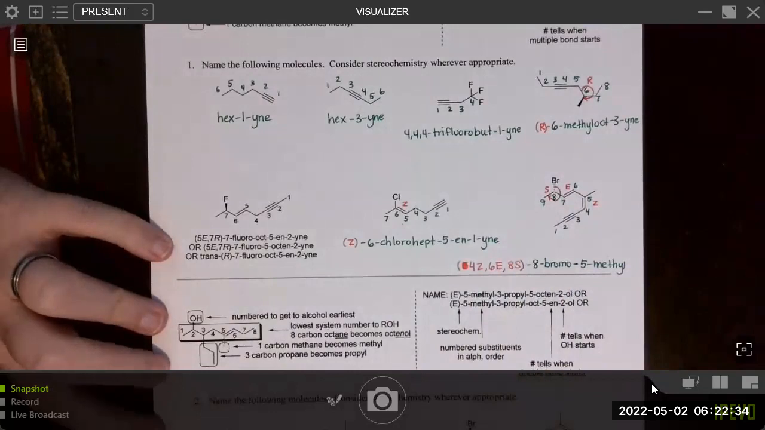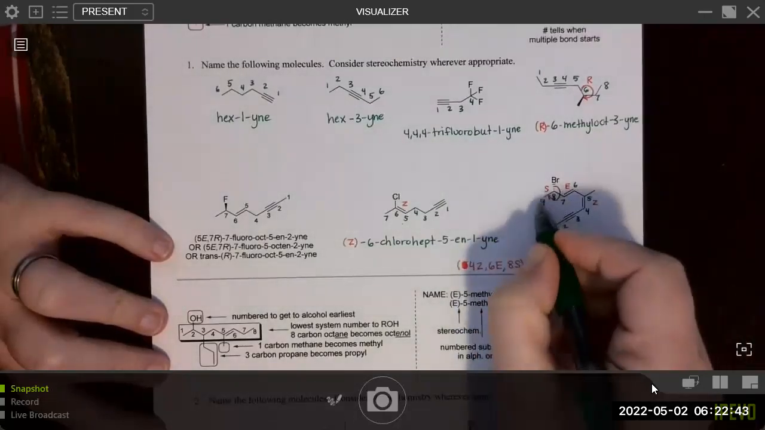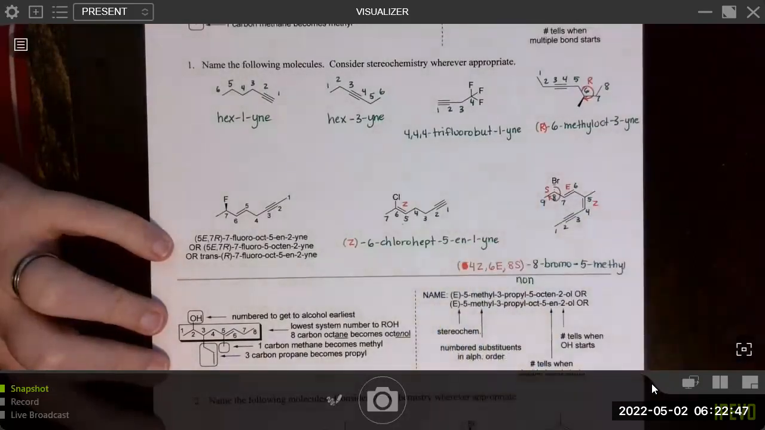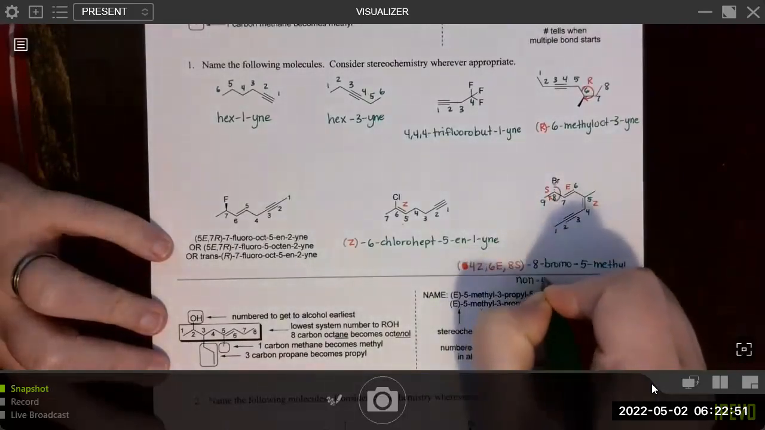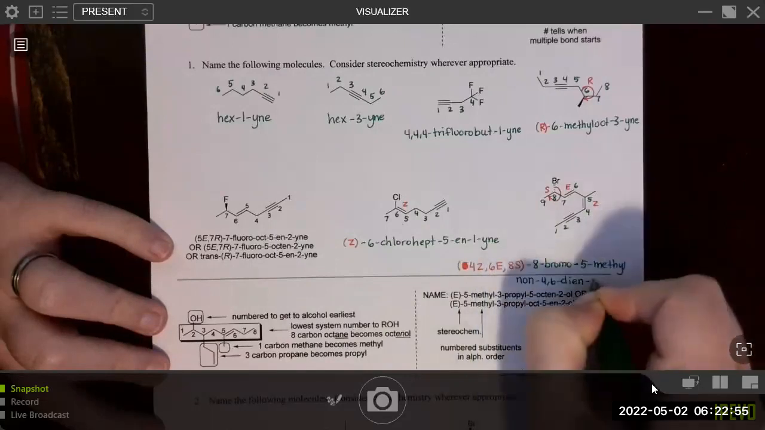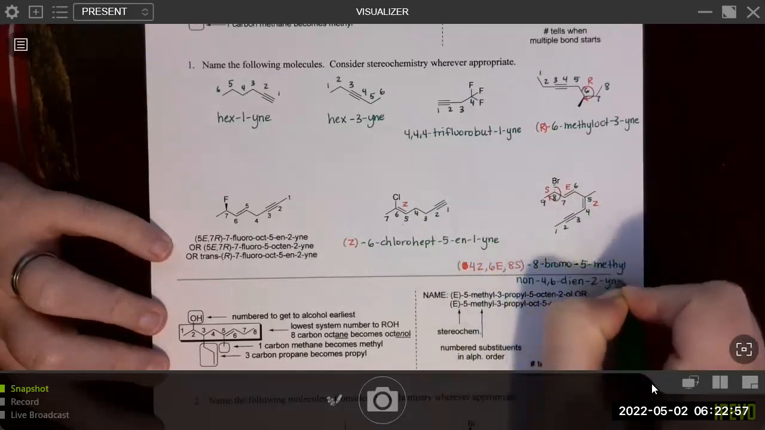Okay, now this is going to be called... remember we talked about a diene-yne, right? So this is 9 carbons, so non, 4, 6-diene, and 2-yne.